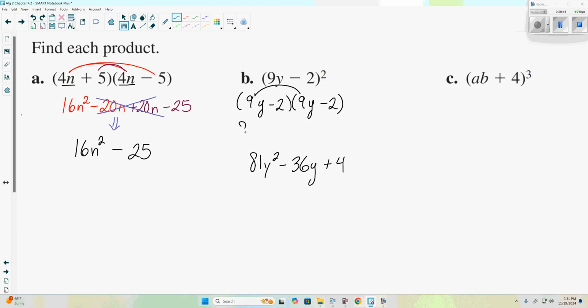Well, 9y times 9y is going to be 81y squared. 9y times negative 2 is going to be negative 18y. Negative 2 times 9y is going to be negative 18y. And lastly, negative 2 times negative 2 is plus 4. Combine like terms, and we get 81y squared minus 36y plus 4. And again, one of them is just a little bit quicker than the other.